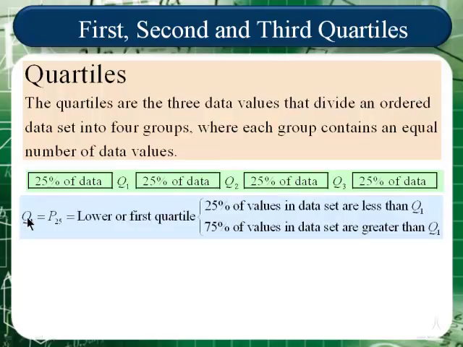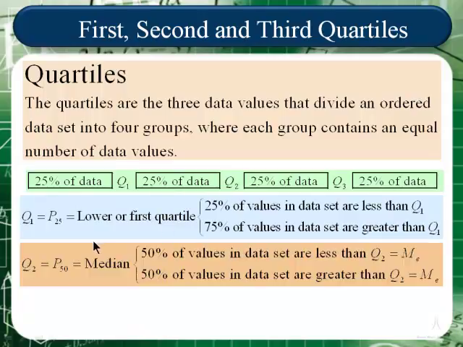Now, as we've mentioned before, Q1 is percentile 25 and it's known as the lower or first quartile. And this simply means that 25% of the values in the data set are less than Q1. Or another way of saying it is that 75% of the data set are greater than Q1.